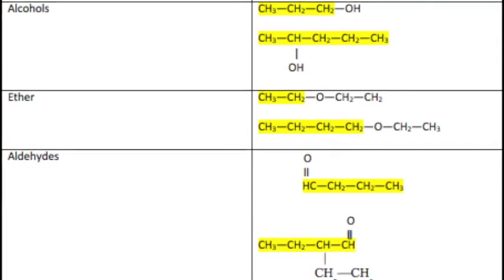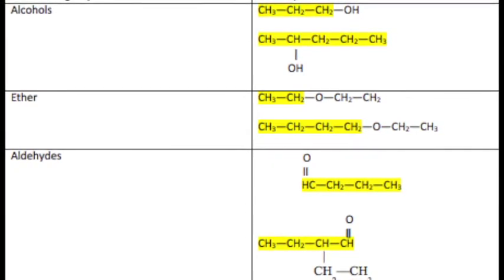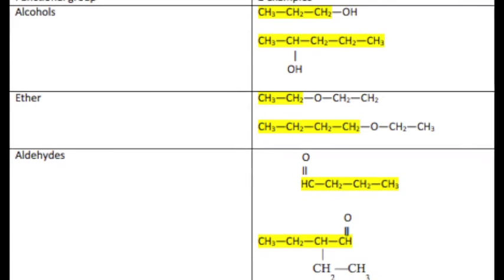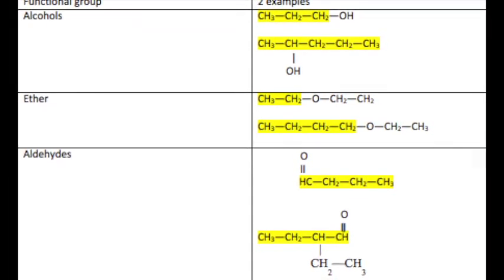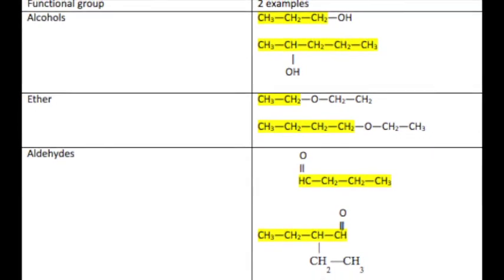Ethane. Eth means 2 carbons. To find the number of hydrogens, we need to double that 2, that's 4, and then add 2, that's 6.